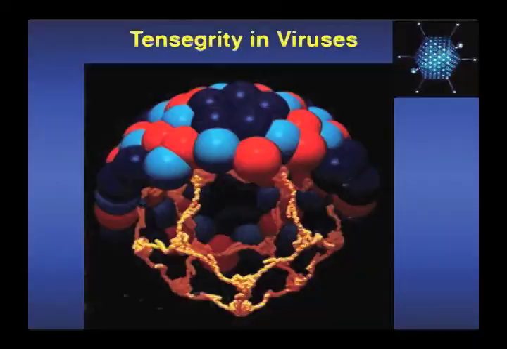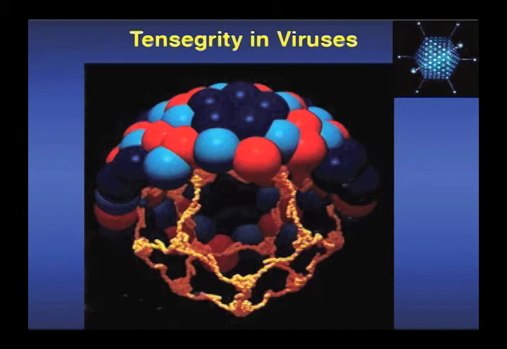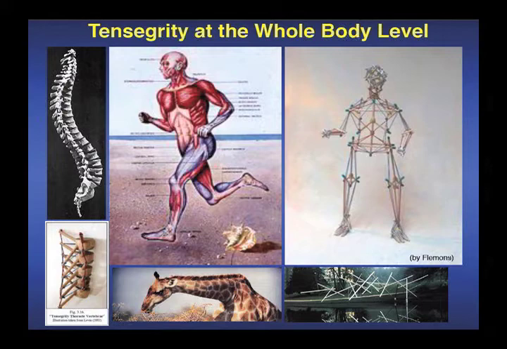This is a virus. The Nobel Prize 40 years ago was for showing that all viruses use geodesic architecture. And they actually have a scaffold often at their base that looks just like one of these geodesic dome structures. Furthermore, our bodies are built this way. We're 206 compression-resistant stiff bones that are pulled up against the force of gravity and stabilized by a continuous series of tensile muscles, tendons, and ligaments. And it's the tension or tone in my muscle that makes my arm stiff or floppy. And that is tensegrity.